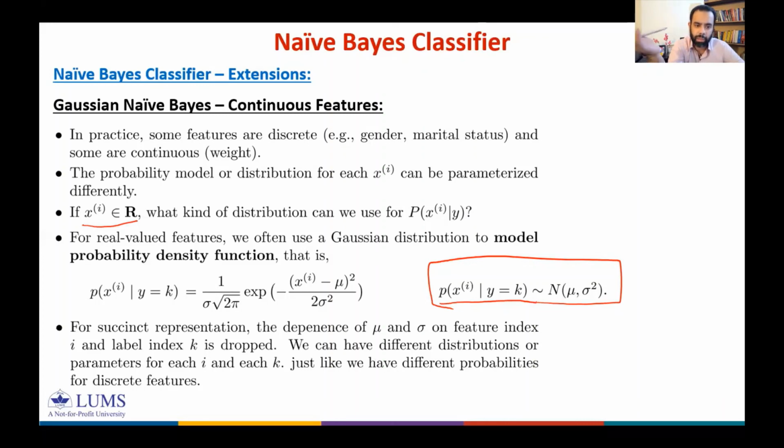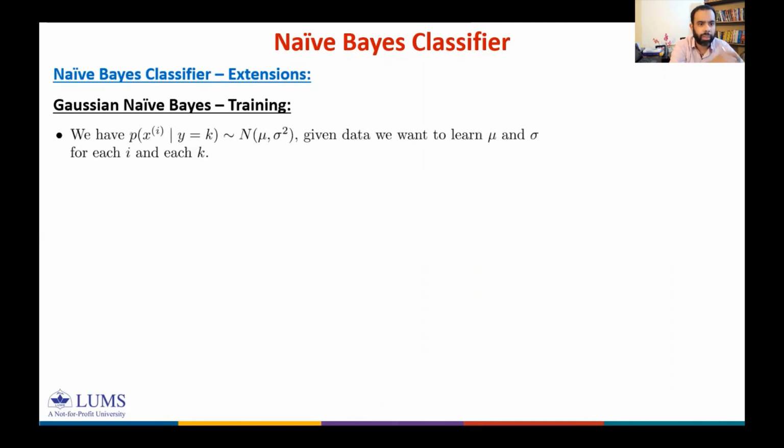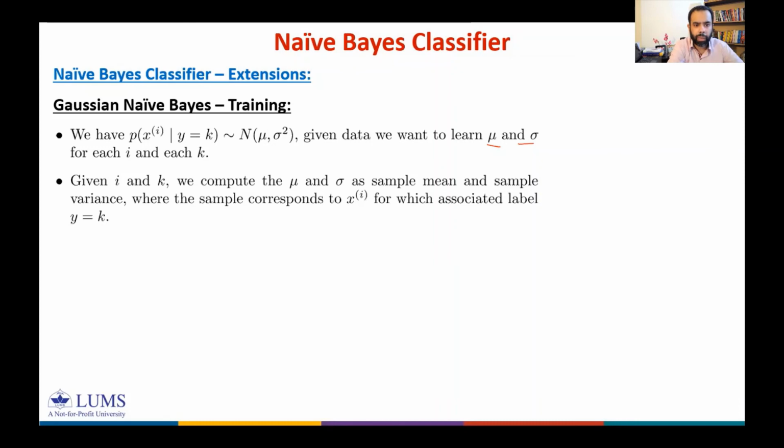Just like we have different probabilities for different discrete features, how do we compute this mu and sigma for each i? We assume that the probability of xi given y equals k follows a Gaussian distribution with mean mu and sigma, and given data we want to learn mu and sigma for each i and each k. So given i and k fixed, we want to compute mu and sigma as the sample mean and sample variance, where the samples correspond to those with the associated label y equal to k.